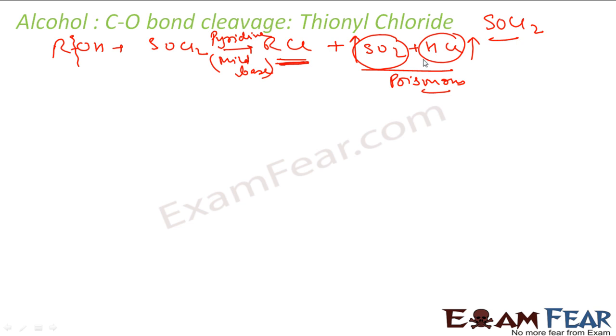So we'll see the reaction mechanism on this. So let's see. CH3CH2OH. Let's see this reaction mechanism. So I have SOCl2. This is how I have this guy, SOCl2.